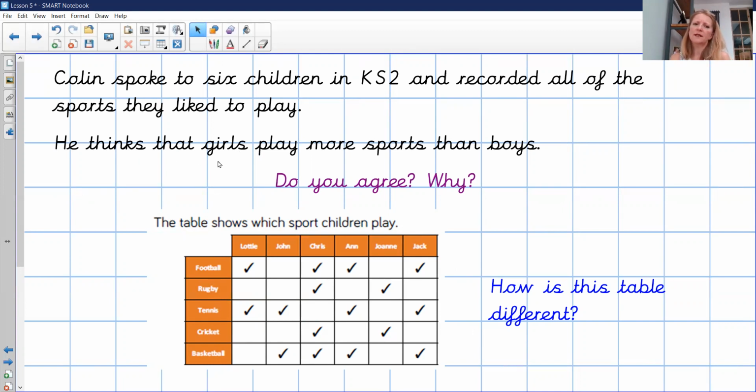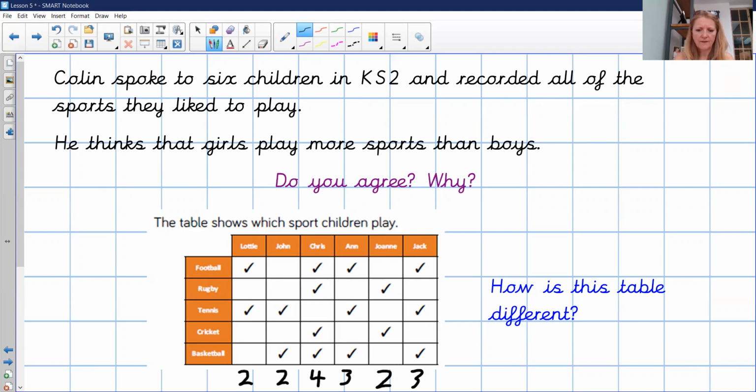But Colin thinks that girls play more sports than boys. Do you agree? Okay, so what I think I want to do for this one is to look at each column, so for each of the children, and maybe just say how many sports they have chosen. So let's have a look at Lottie. She's got 2 ticks. John has got 2. Chris has got 4. Anne has got 3. Joanne's got 2. And Jack has got 3.